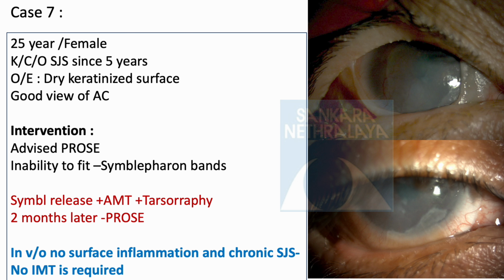We did a symblepharon release with an amniotic membrane transplant and a tarsorrhaphy because the eye was significantly dry. 2 months later, once the surface had epithelized, the patient was fitted with a PROSE lens and with the vision improving to 6/24.